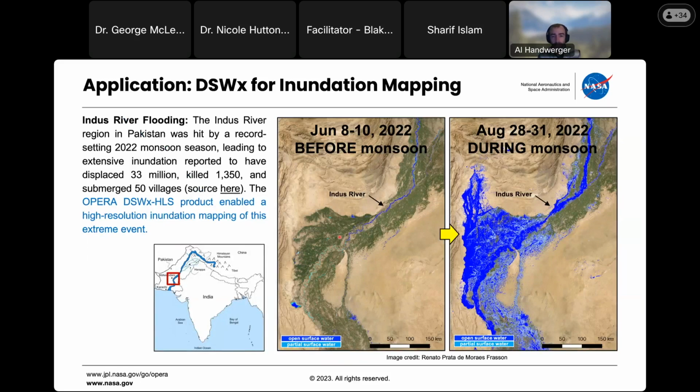Another example of some flood mapping is from the 2022 monsoon flooding in Pakistan. This was a really catastrophic flooding event that led to the displacement of 33 million people, killed over 1,000 people, and submerged 50 villages. So you can see again a before and after type map of the water here. A really, really huge flooding event going well outside the bounds of the pre-monsoon river here. And yeah, the OPERA data have been very, very useful for characterizing these flood events.